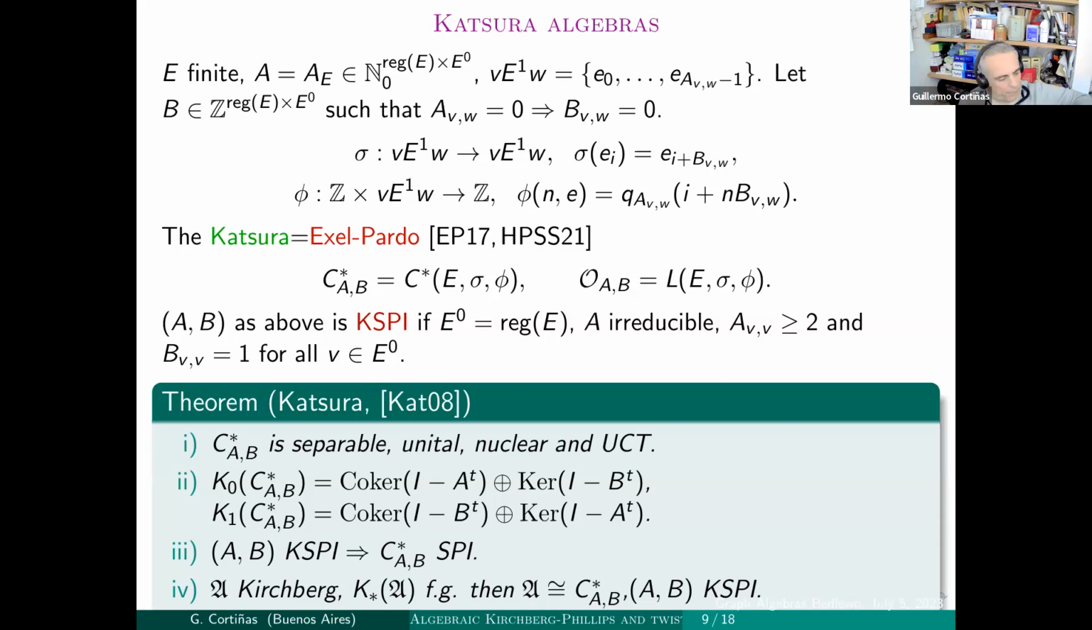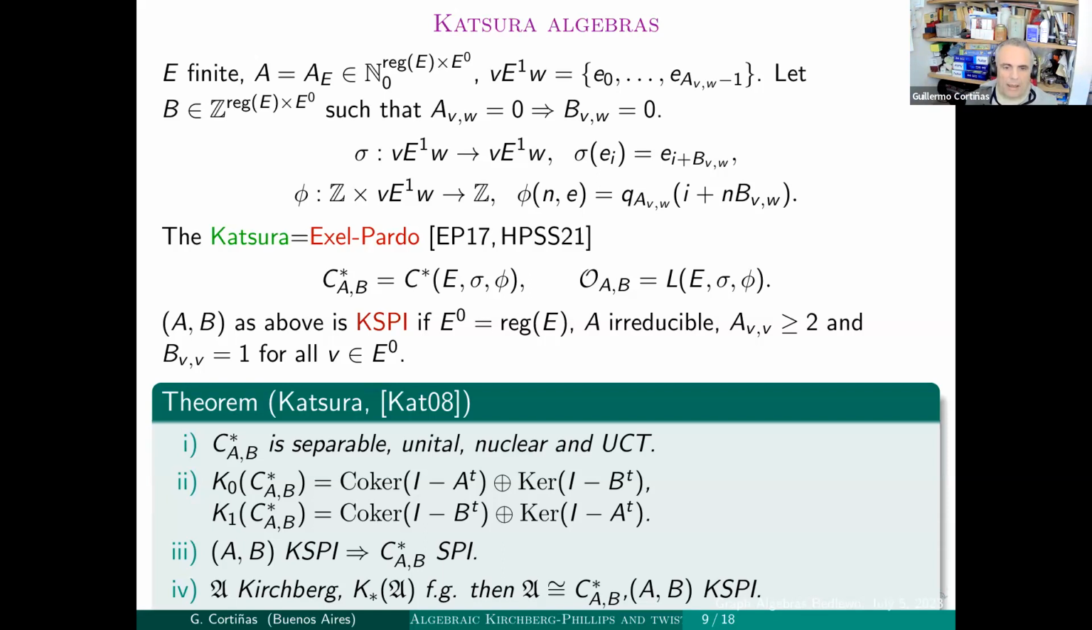But at any rate, the Kirchberg theorem and the Katsura theorem, part 4 of this theorem, together with the Kirchberg-Phillips theorem, tells you that if you have any other SPI Kirchberg algebra, for example the C star of AB, it doesn't matter whether AB satisfies the Katsura SPI conditions. If it happens to be simple purely infinite, it will be isomorphic to some C star A prime B prime, where A prime and B prime do satisfy the Katsura SPI conditions. So they are quite general.